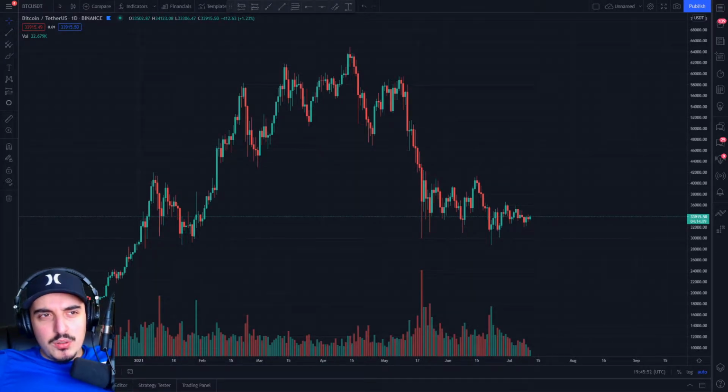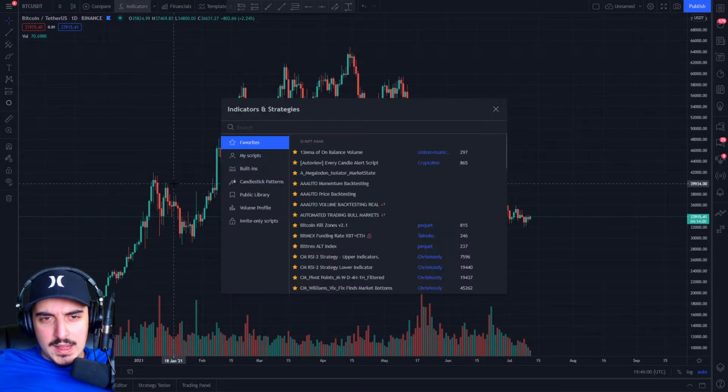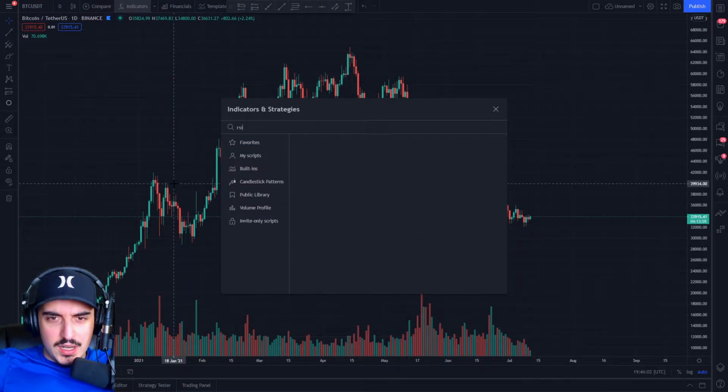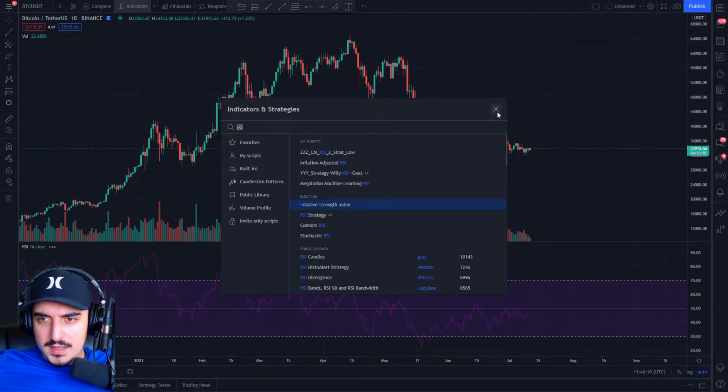So in this video, we are going to take a look at the RSI indicator, the relative strength index. First of all, let's click on the indicators tab over here. Let's get our RSI indicator on top of our chart to see what this bad boy can do. Let's click on the relative strength index over here on my screen and take a look at this.